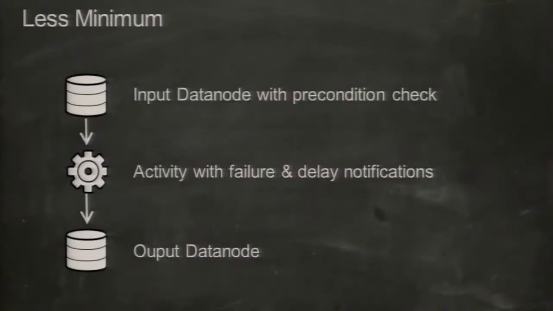Occasionally, you'll have an activity that's maybe send an email. So output data nodes are technically optional, but we generally recommend that you have them. Adding a bit of complexity, you can attach preconditions to your data nodes, and activities get failure and delay notifications.